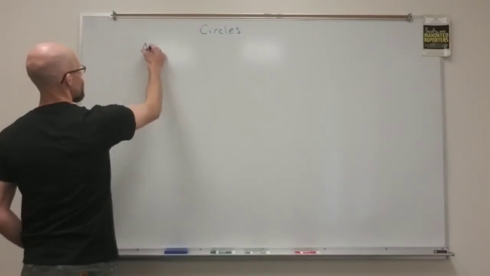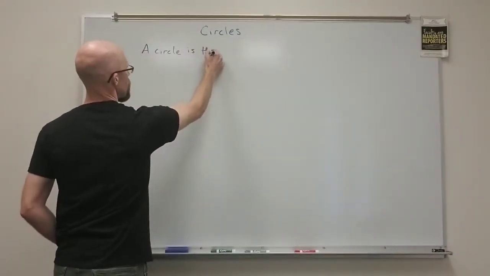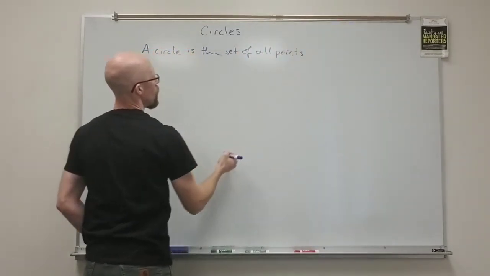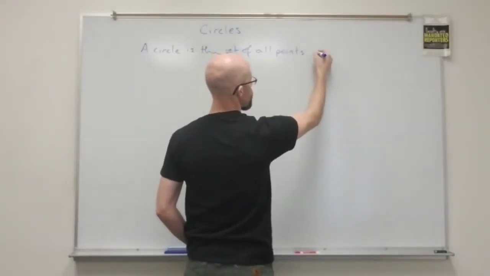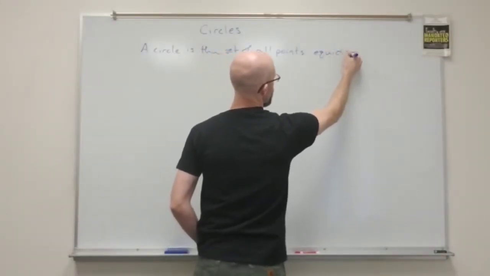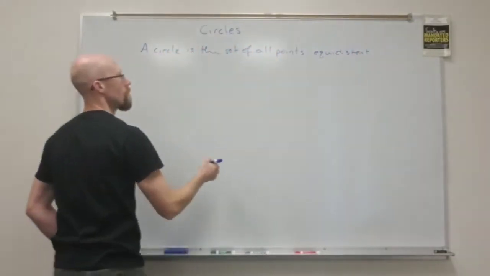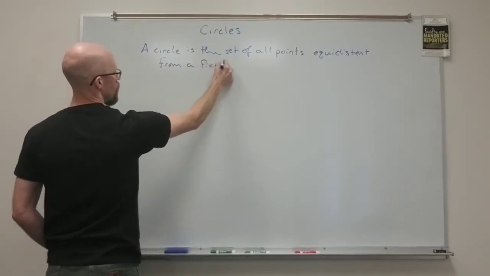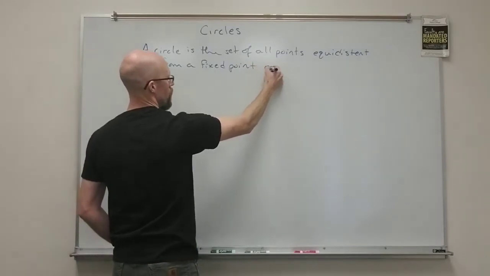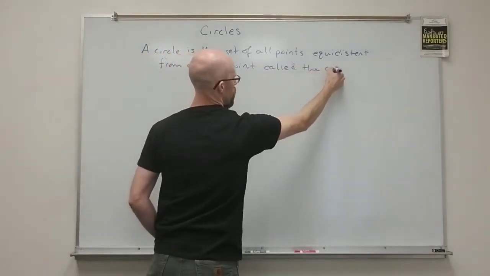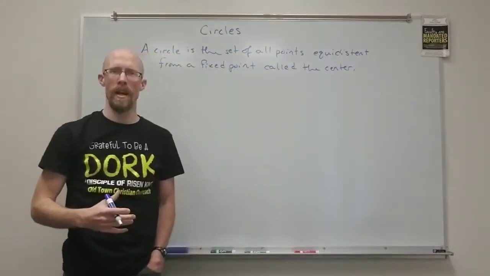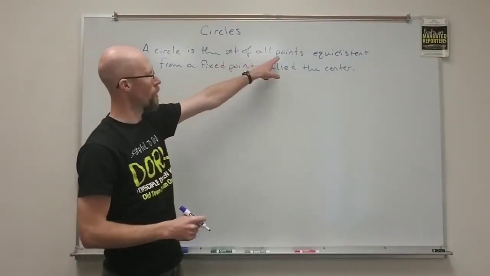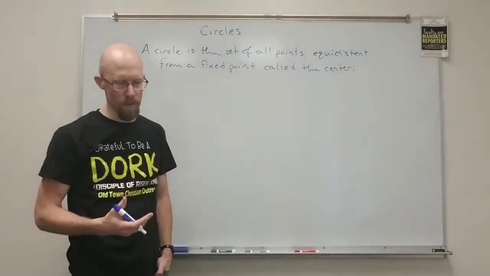Mainly that a circle is the set of all points equidistant from a fixed point called the center. Now, the center is not actually a point on the circle. The circle is the outer edge. It's all the points that are this equidistance from the center.